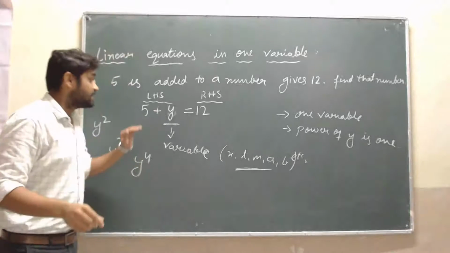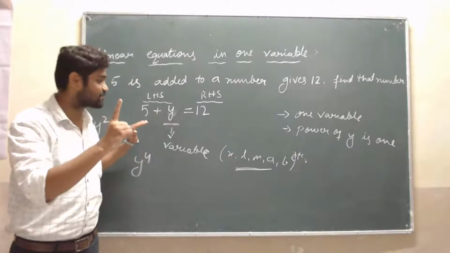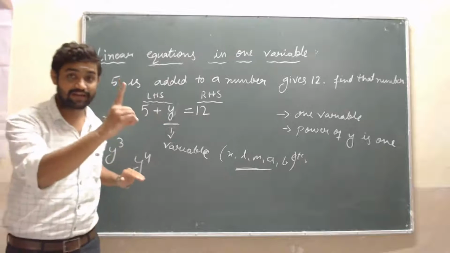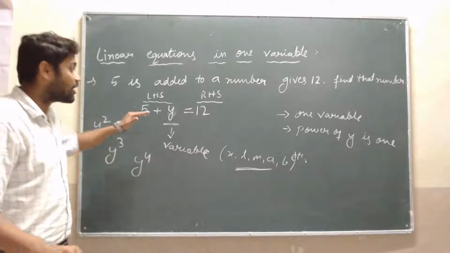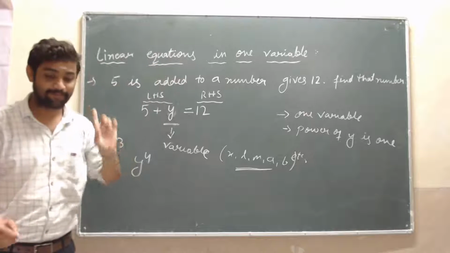Okay, see here, in this equation there is only one variable present, and the power of this variable is also 1. So that's why we can call it a linear equation in one variable.